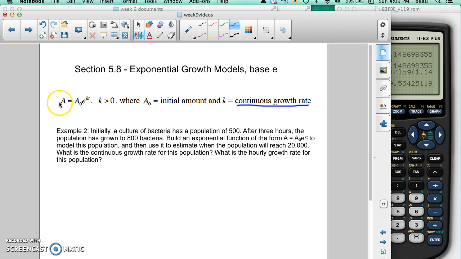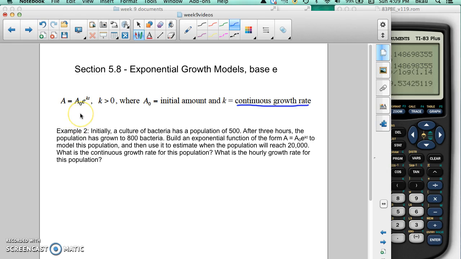This is your future value. This is your beginning value, the a sub 0. 0 just stands for time and 0. E is your base, not b. K is your continuous growth rate here, and t is your time amount. So those are your variables in this model.